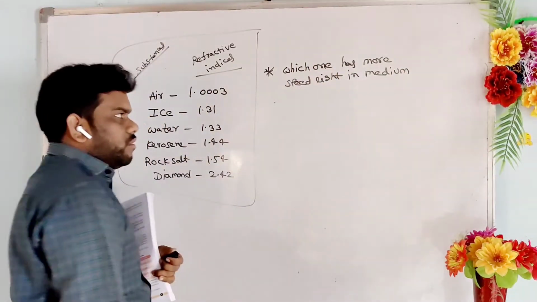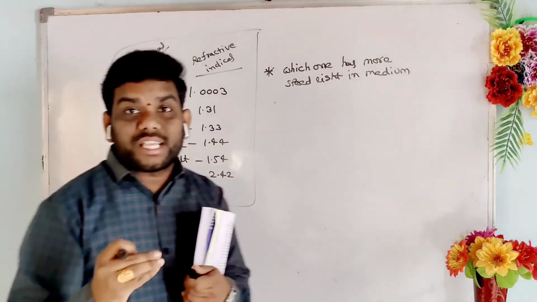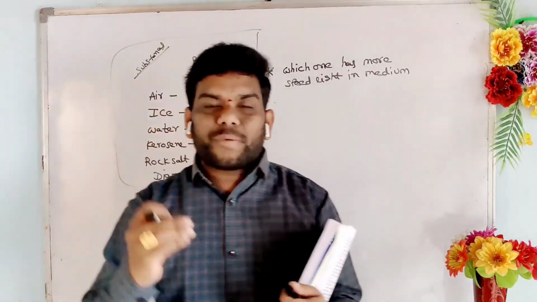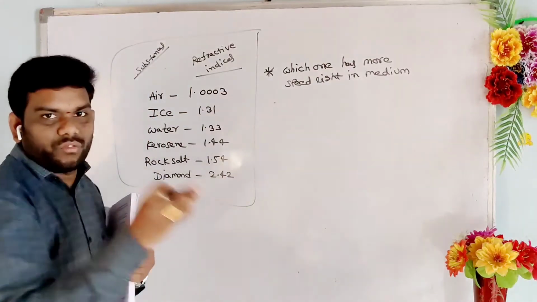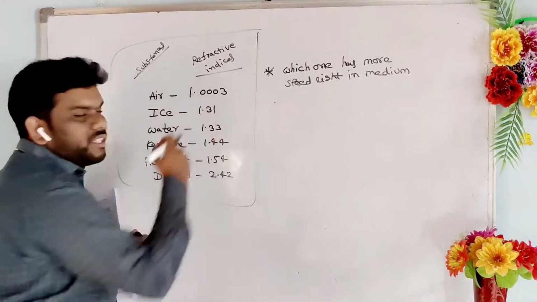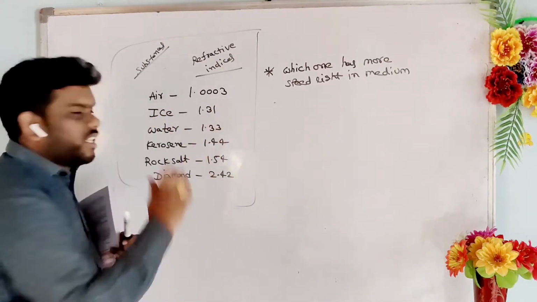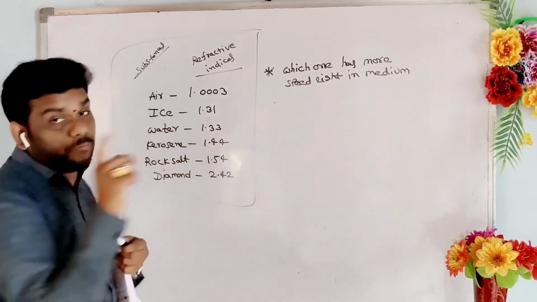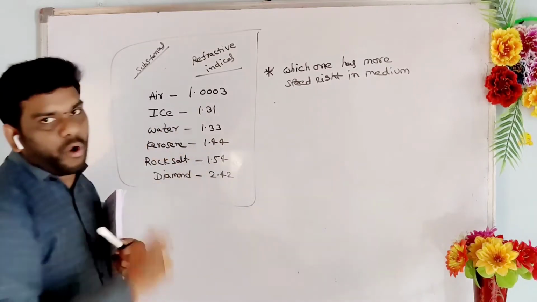Which one has more speed of light in medium? Means in which one is the speed of light in medium higher? Check these values once: 1.0003, 1.31, 1.33 water, 1.44 kerosene, rock salt 1.54, diamond 2.42.